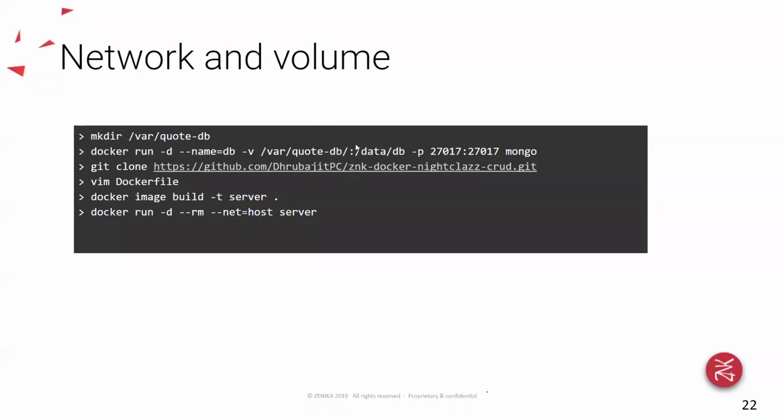So it maps whatever path is on the right side to whatever path is on the left side. And then I'm connecting the ports, 27017 of my host machine to 27017 of my container. And then I pass in the name of the image that I want to create a container out of. In this case, it's going to be Mongo.